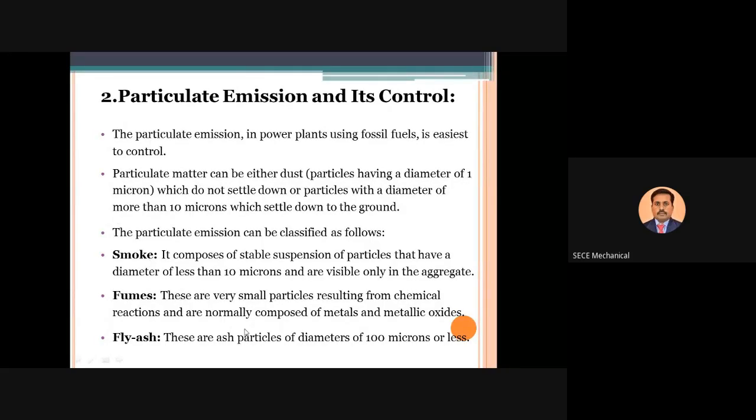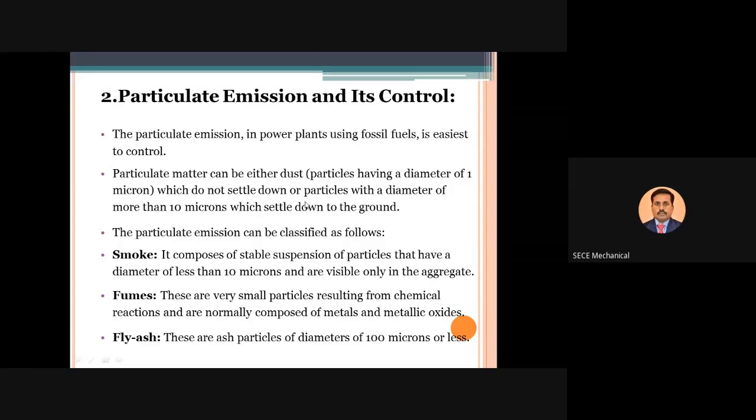Now, what is meant by fly ash? These are ash particles with a diameter of 100 micron or less. That is called fly ash. These dust particles come from your furnace and go to the chimney, which will definitely create environmental pollution. So we have to control them with the help of some devices. That is why we use clean technology based instruments. With the help of that we can control the particulate emissions. So this is the second one.